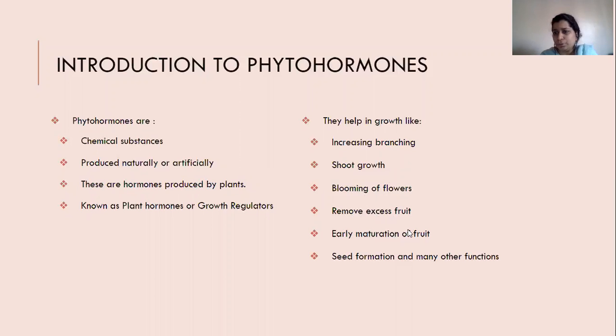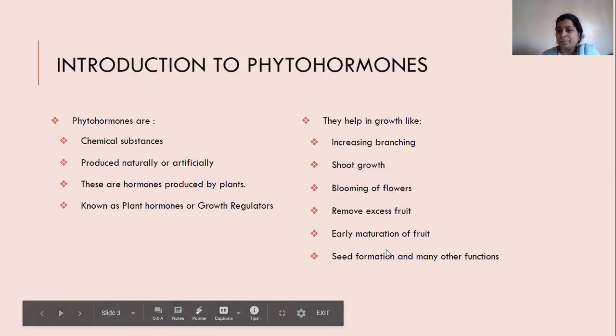Early maturation of the fruit: a plant is capable of growing a fruit in a particular optimum weather and temperature, but due to certain other external factors, the plant could not produce the stipulated fruits for a particular time. The ripening has not happened. So what do we do? We put the hormone into the plants and this allows early maturation. The ripening happens in a quicker process. So this is also one of the advantages of these growth regulators. Seed formation and many more.